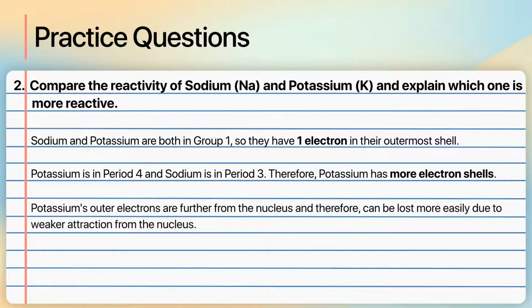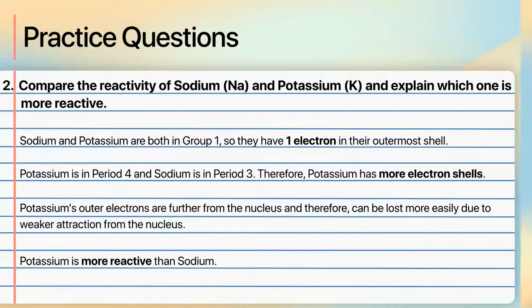This makes potassium more reactive than sodium because its outer electron is more easily lost due to the weaker attraction from the positive charge in the nucleus.